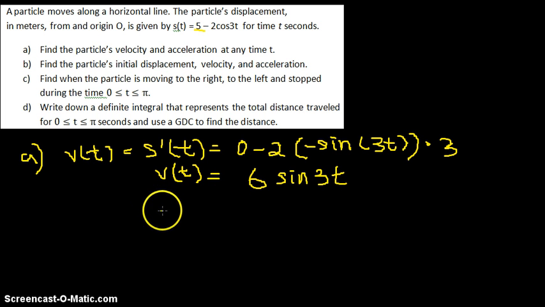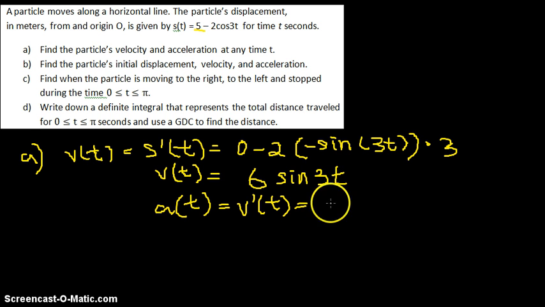Now for my acceleration function, which is just the first derivative of my velocity function, I'm just going to differentiate what I have here. The 6 stays there. If I differentiate sine, I get cosine 3t, and the whole thing is multiplied by the derivative of 3t, which gives me 3. So I have another 3 here. The final answer will be 18 cosine 3t.